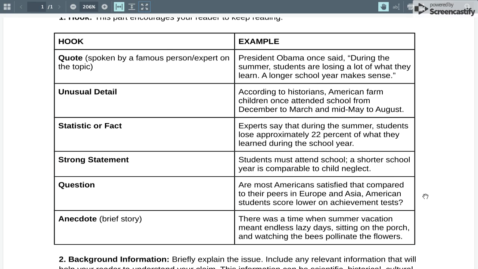And finally, a rhetorical question. Rhetorical meaning it's not really meant to be answered, it's meant to make the reader think. "Are most Americans satisfied that compared to their peers in Europe and Asia, American students score lower on achievement tests?" Obviously, the answer is no. No one would want to be performing lower, but again, it makes the reader want to see what you're going to argue next. And that is an example of pathos. So appealing to emotion, it's satisfaction.